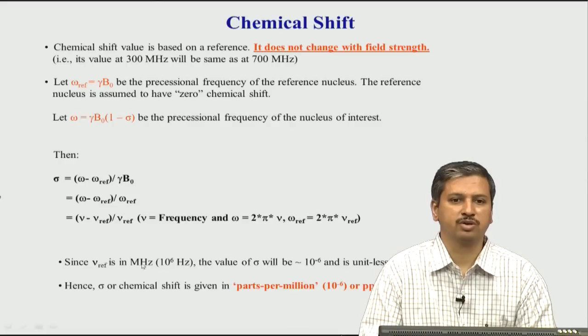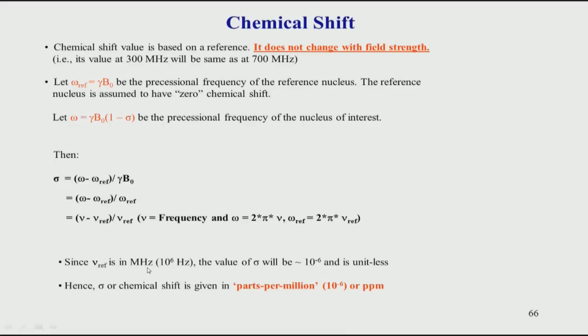Now you see the reference frequency we are using is in megahertz. Why is it in megahertz? Because, as we saw in the very first class, the magnetic field is measured in Tesla, and for a given field, 9 Tesla or 10 Tesla or 15 Tesla, any number you take, you multiply the magnetic field with gamma and the frequency comes out in megahertz. That is why we talk about 600 megahertz, 300 megahertz and so on. Similarly, nu ref, which is nothing but omega by 2 pi, is also in megahertz.